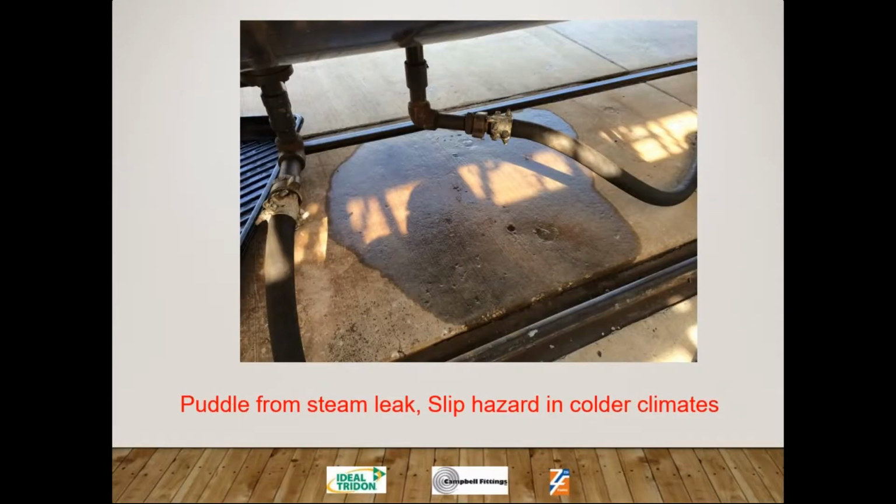And this is another factor. When you have that leaking steam fitting, it's going to create a puddle. And this is a rail car, so I don't know if there'd be any walking hazards here, but if this was on just the regular grounds and you head up north, this becomes an ice puddle that's pretty large that would become a very dangerous slip hazard.